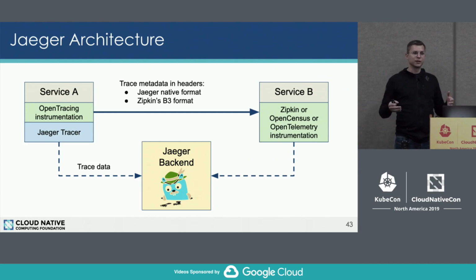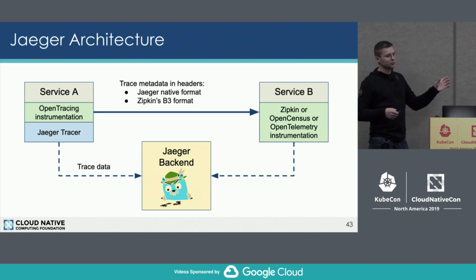So in Jaeger, you can collect data from different libraries. The other interesting part on this slide is that Service A and Service B, even though they are instrumented with different SDKs, can still propagate the trace because the context propagation in Jaeger is pluggable.